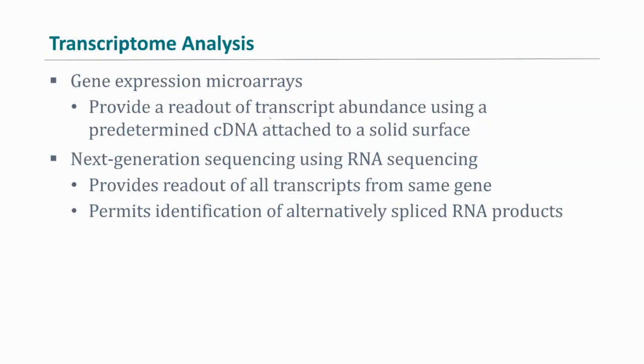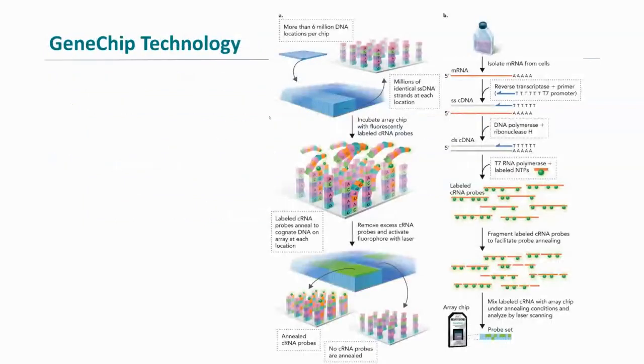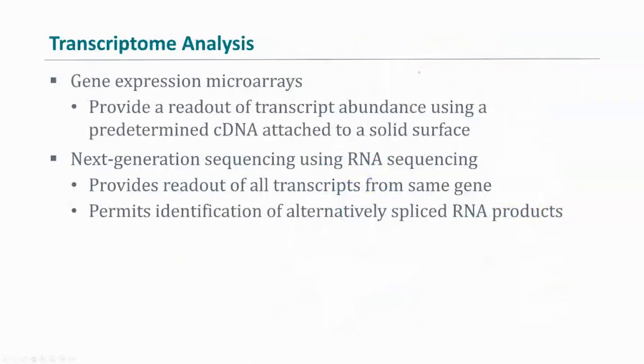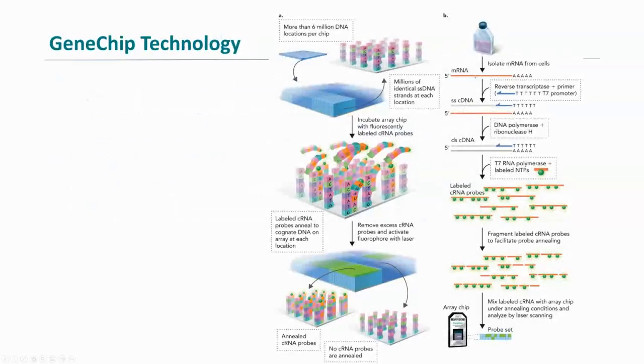Transcription analysis. You can use the microarray to determine the amount of transcript, or you can use NGS, next generation sequencing, using RNA-seq to sequence all the RNA. That is more accurate to determine the transcription. So this is just an example to show the gene chip microarray to study the transcriptome, right?